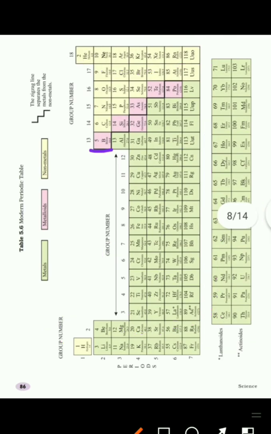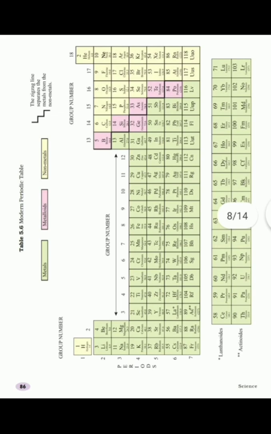This zigzag line separates metals from non-metals, and the pink box elements are metalloids. In this chapter, we will study normal elements, that is groups 1, 2 and 13 to 18. Out of that also we have the first 20 normal elements, that is atomic number 1 to 20, means hydrogen to calcium.